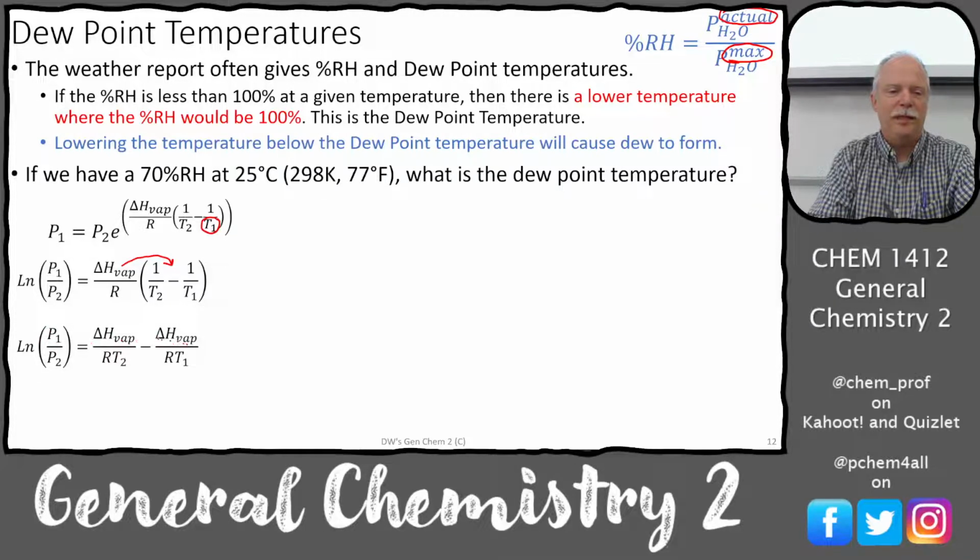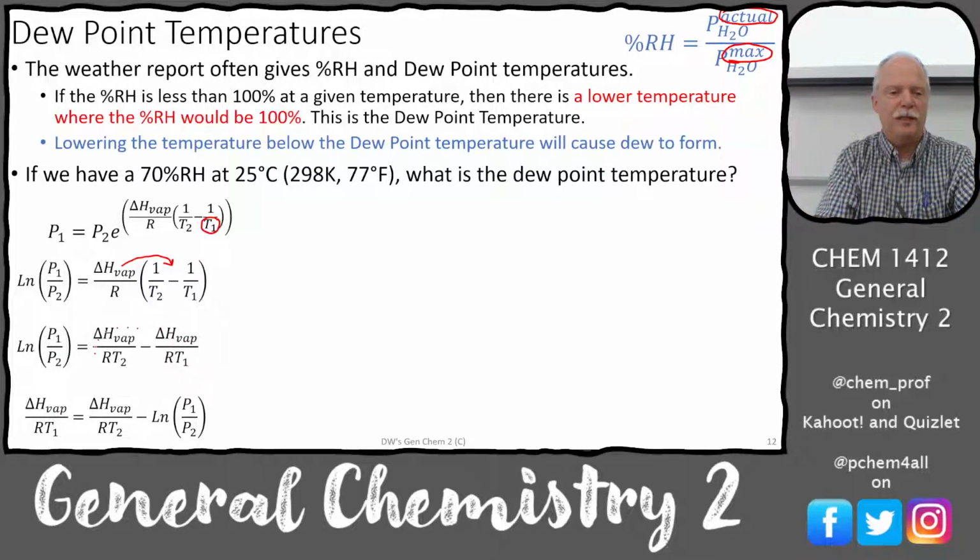I can swap these, right? I can add this piece to both sides, and it moves over here. And I can subtract this piece from both sides, and it ends up over here. So that's what I did there. I just essentially swapped positions because I'm trying to get to this T1.